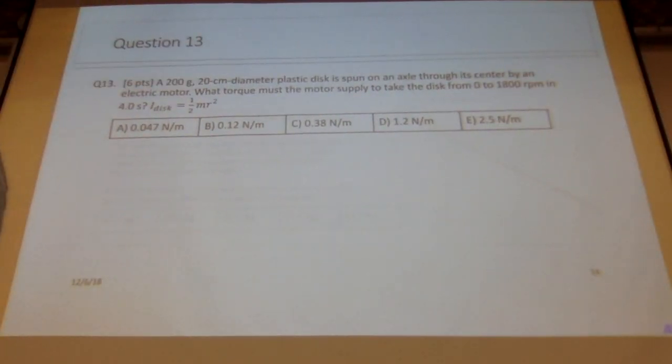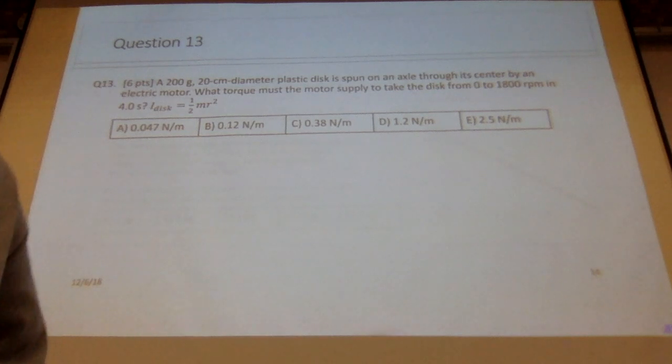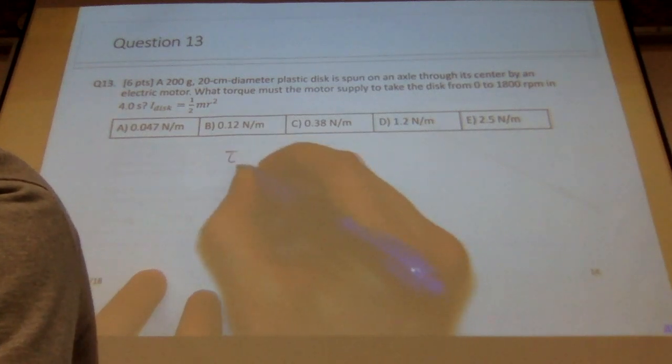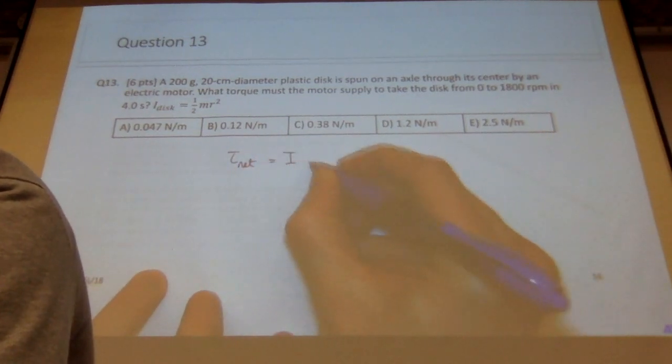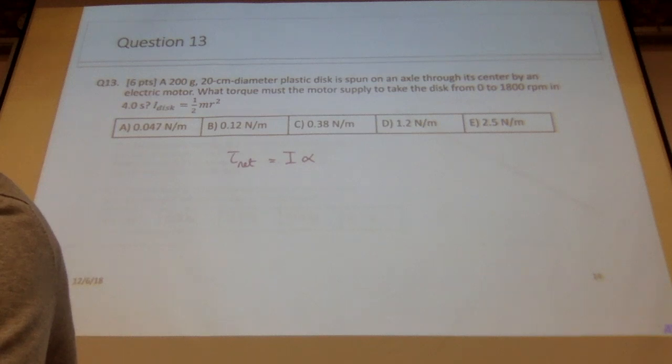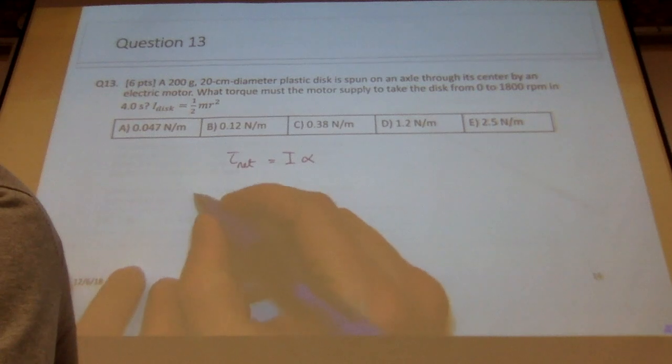Okay, so this is a rotational dynamics problem. We just did rotational kinematics. This is rotational dynamics, where net torque equals I alpha, Newton's second law for rotational motion. From this point we're trying to solve for torque, so the equation's set up for torque.